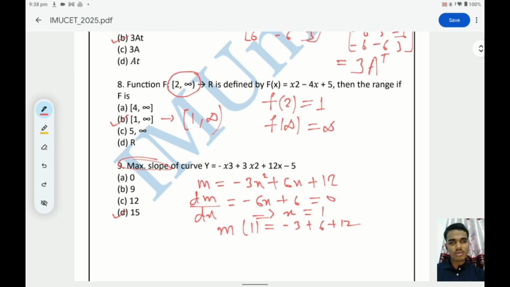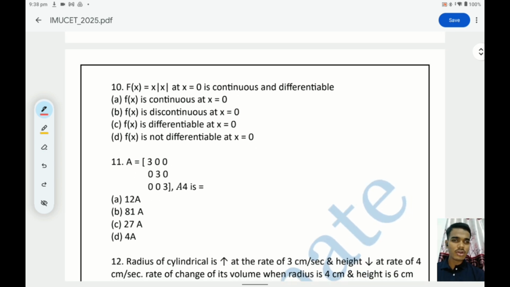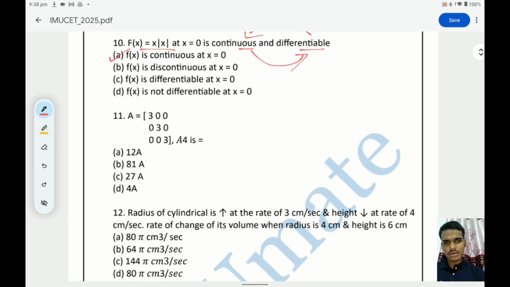Okay, let's go for the next question, question number 10. This is about continuous and differentiable. We know that every differentiable function is continuous, but not all continuous functions are differentiable. And if you check this one, it is continuous at x equals 0. Simple.